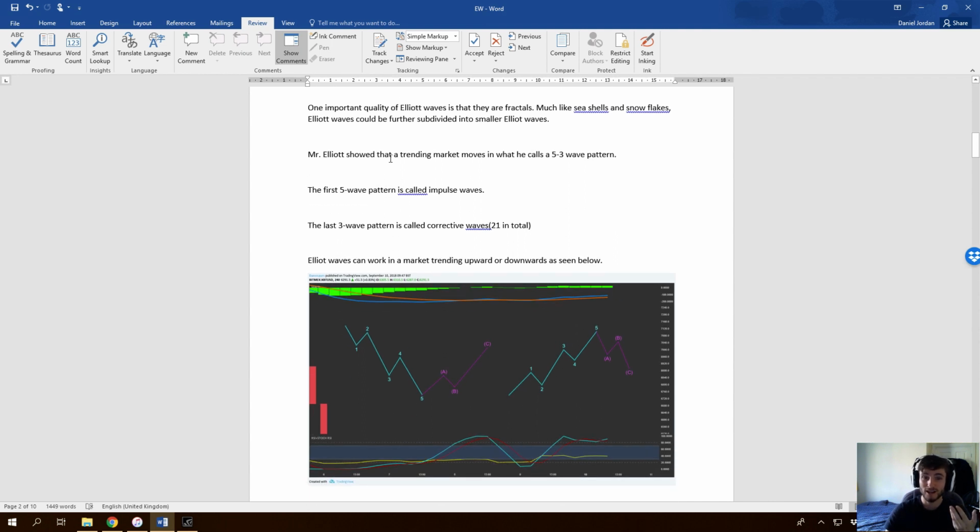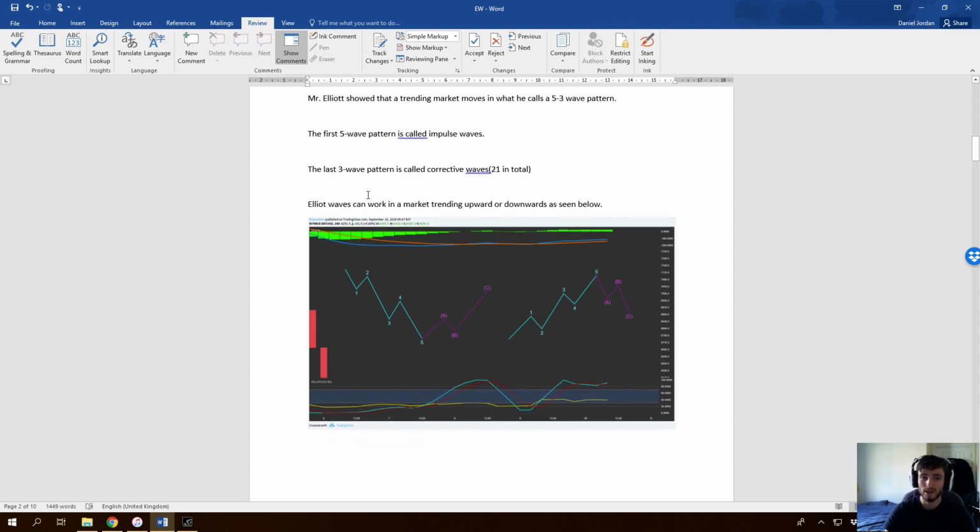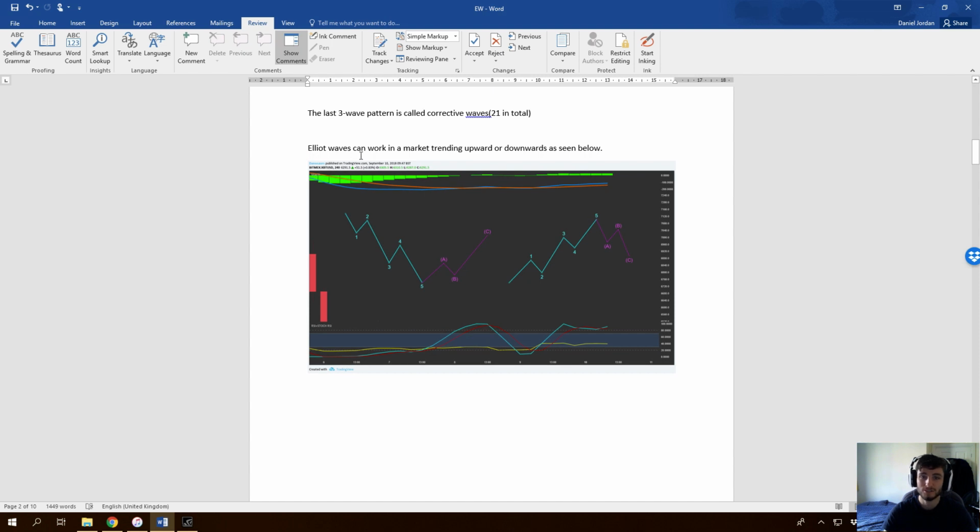So Mr. Elliott showed that a trending market moves in what he calls a 5-3 wave pattern, where you have your five waves up or down, followed by the three-wave correction. The first five waves are called the impulse waves, and the last three are called the corrective waves, and we obviously have 21 corrections. Elliott waves can work in a market trending upwards or downwards, so you can use this either way, with impulse waves up, as here, or impulse waves down. So you can use this to help you find short and long targets, selling or buying.